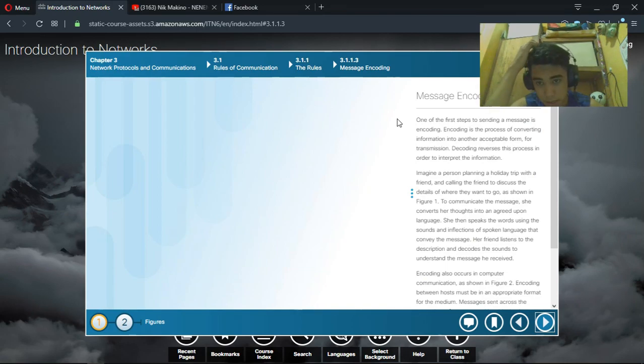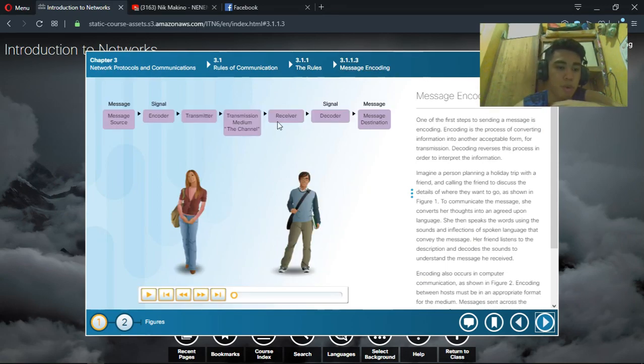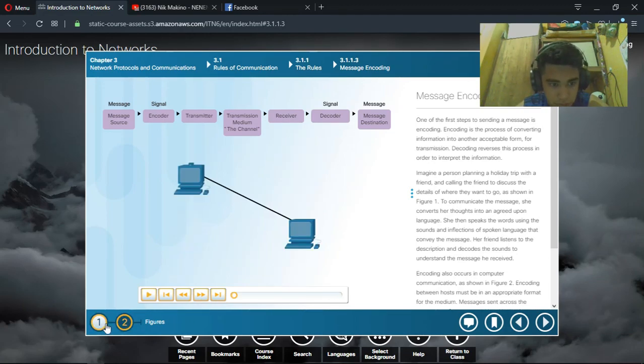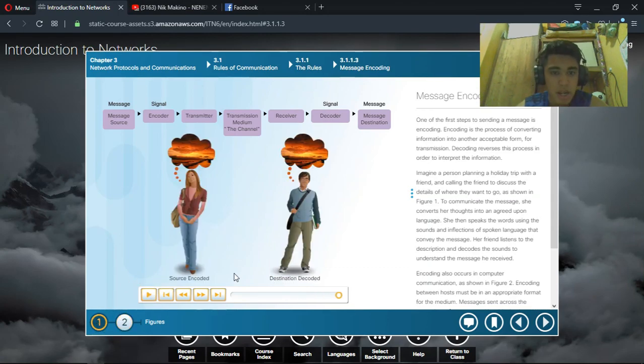Next is message encoding. What is in here on message encoding? Let's watch the figure. In message encoding, the receiver will decode the message from the sender, like the source encoded.